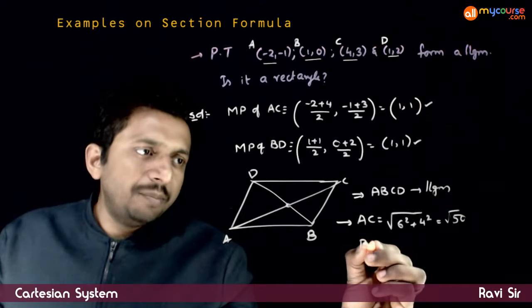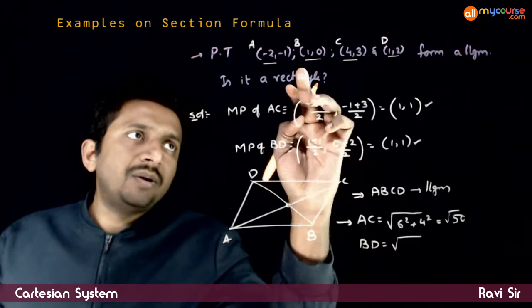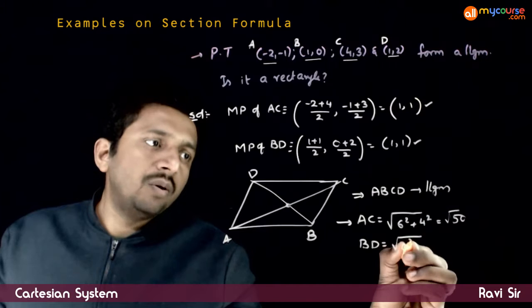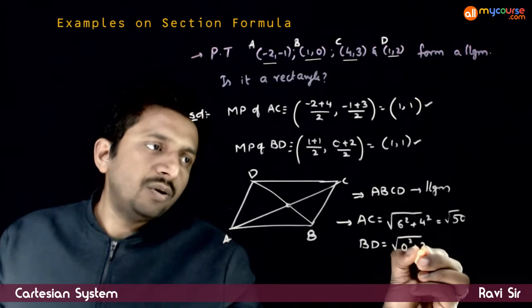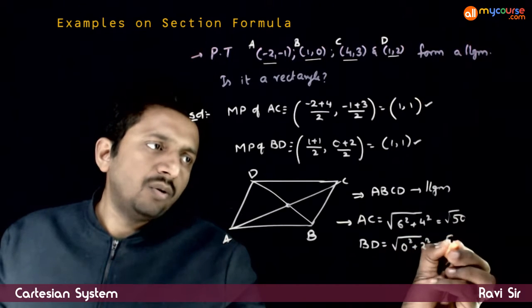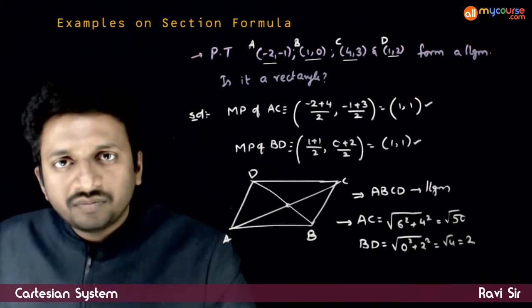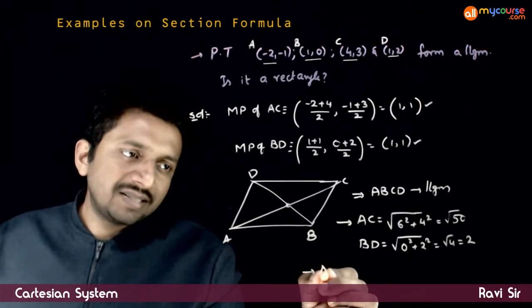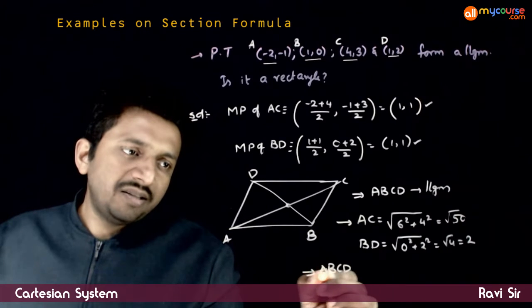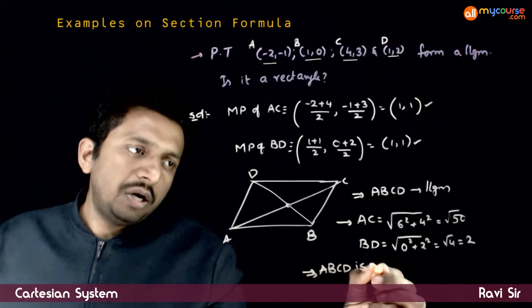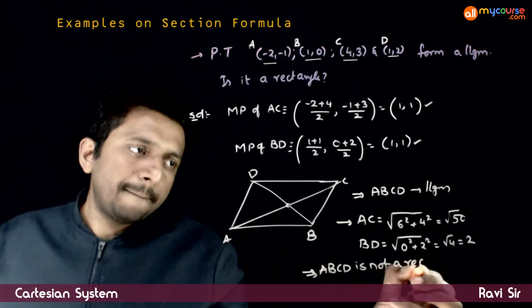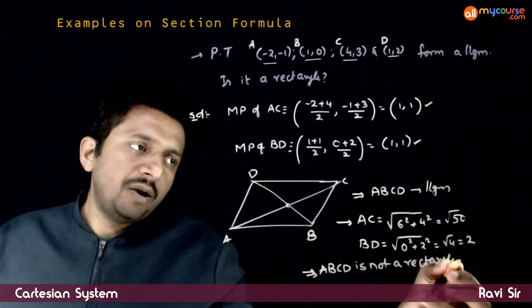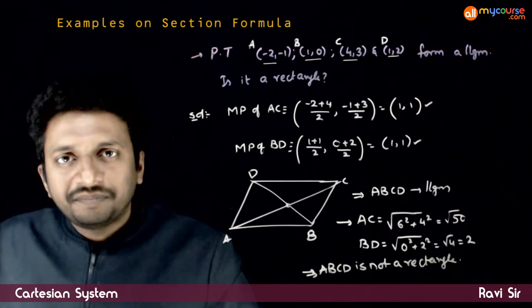And what is BD? BD is nothing but root of (1 minus 1) whole square plus (2 minus 0) whole square, that is equal to root 4, which is equal to 2. So AC and BD are not equal. This implies ABCD is not a rectangle. Not a rectangle. Thank you.